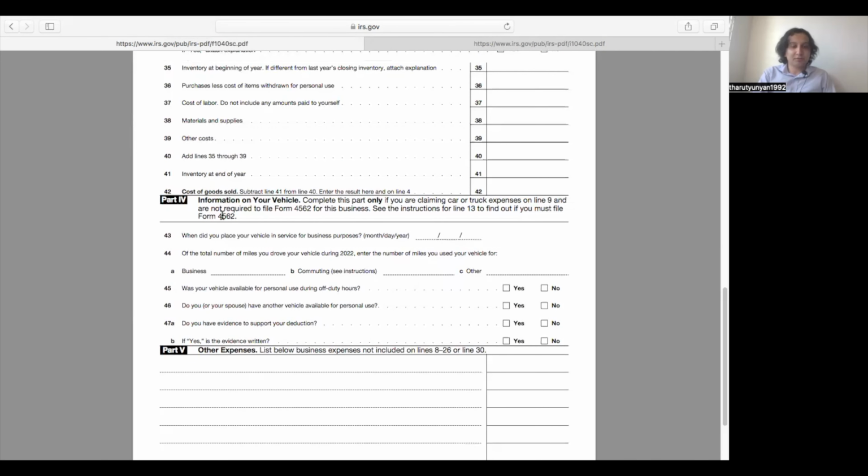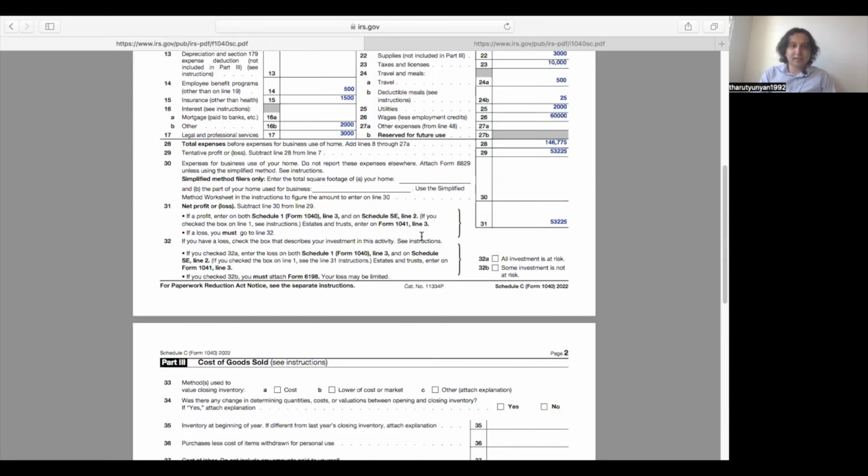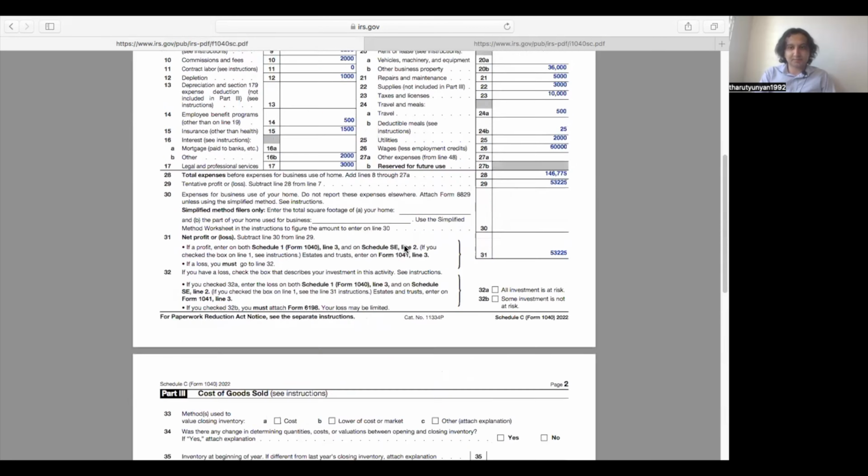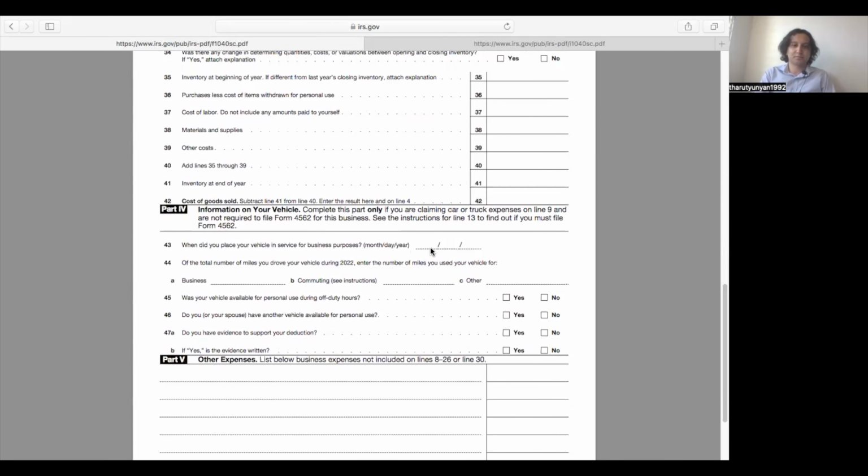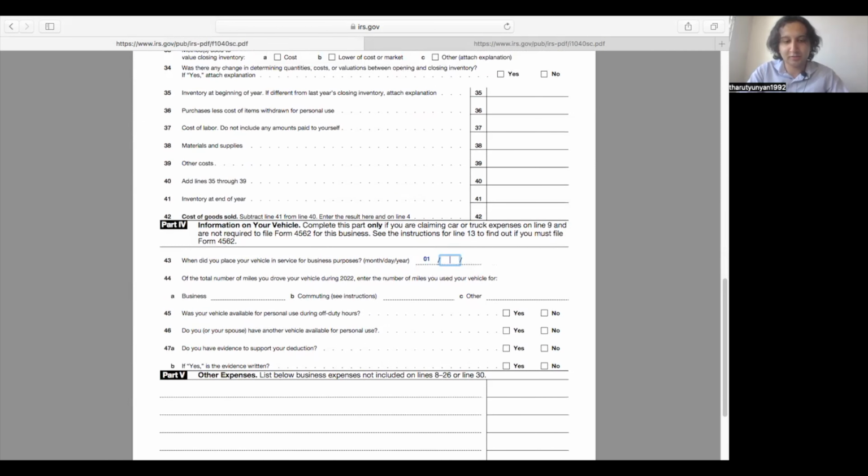And another part, part 4, this is also important. So since we claimed car expenses, we have to put information about the car, right? So let's say the car was placed in business on January 1st of 2019. Now, 6,250. So because there was 10,000 miles driven for business, let's say another 2,000 miles for commute, and then 5,000 miles for something else.